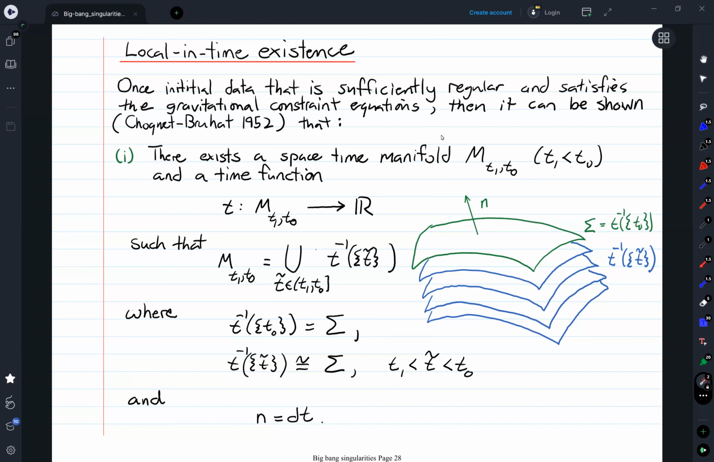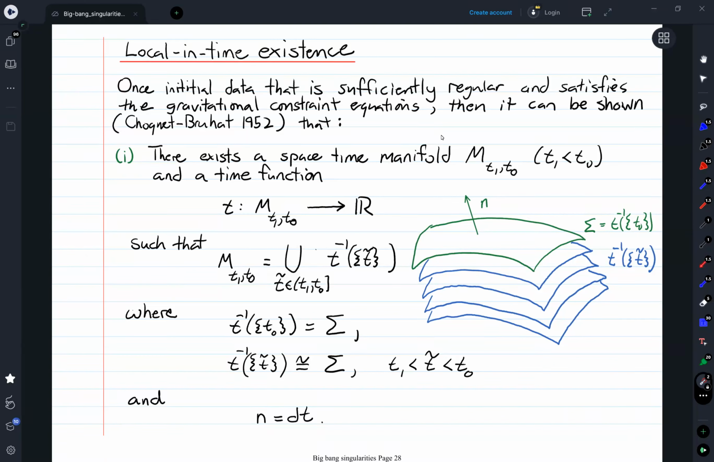The first leaf, which is where we set our time function equal to T0, which we can think of as our starting time, that will be our initial hypersurface where we stick the initial data. And then we will think about our time getting smaller and we slice the space-time and it will be diffeomorphic. So our first time slice will just be our initial hypersurface, and our other time slices that go between these two range of times will be diffeomorphic to our initial starting hypersurface. Okay, so we get this.